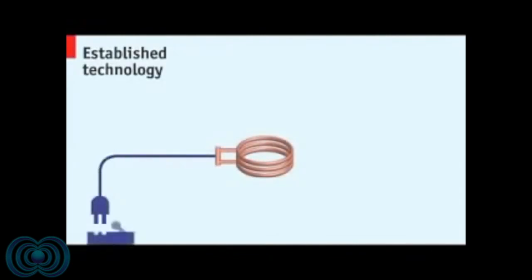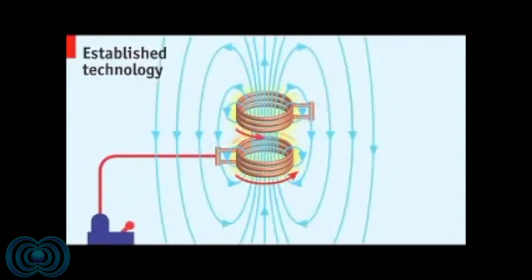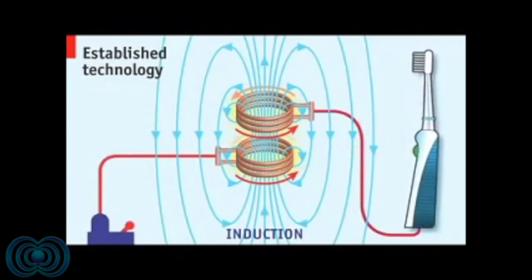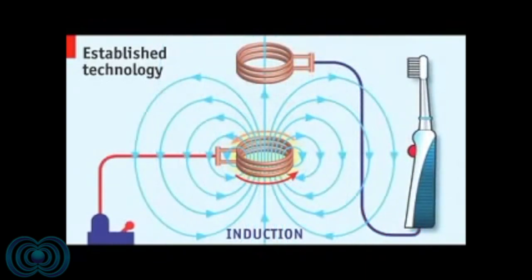Run an electric current through a coil of copper wire, and the coil will produce a short-range magnetic field. Place a second coil within this field, and an electric current will flow through it. The magnetic field has transferred electrical power from one coil to the other. This principle is called induction, and it has been understood for more than a century. Induction is what charges a wireless electric toothbrush, for example, and it works well over extremely short distances. Pull the coils apart, and the power transfer ceases.